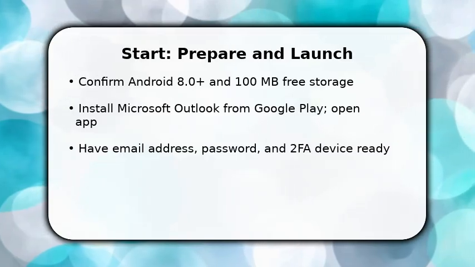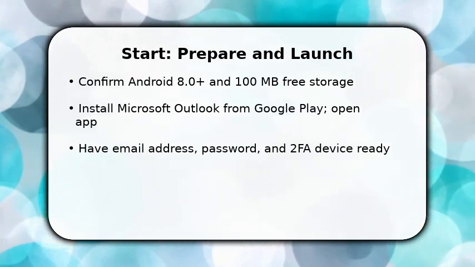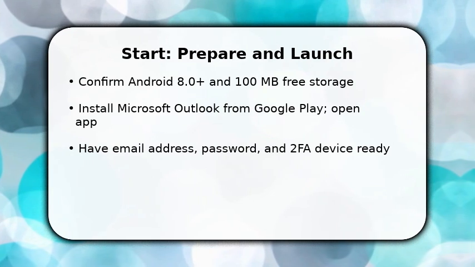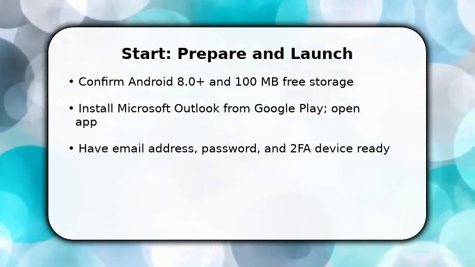You begin by preparing essentials. Make sure your phone runs Android 8.0 or higher, and has about 100 MB free. Once ready, install Microsoft Outlook from Google Play and open it.